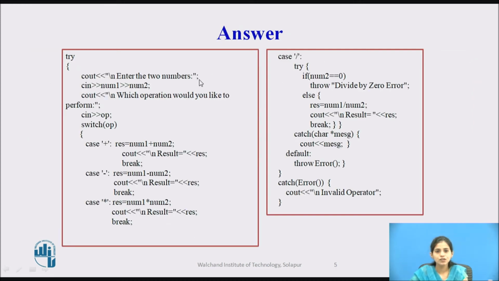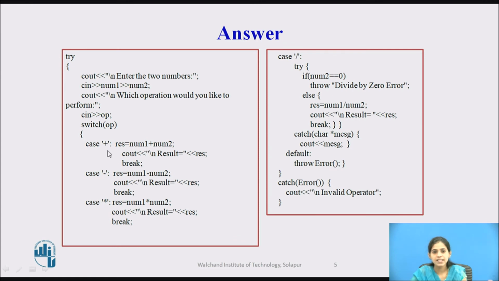So here, first of all, we use the cout to display the message on the screen, enter the two numbers, and that value is taken in the variables num1 and num2. After that, we again display the message, which operation would you like to perform, and that value we store in the op character type variable. Now here we use the switch for performing the calculation operation. So in the switch we pass the op variable value. Here op is of type character.